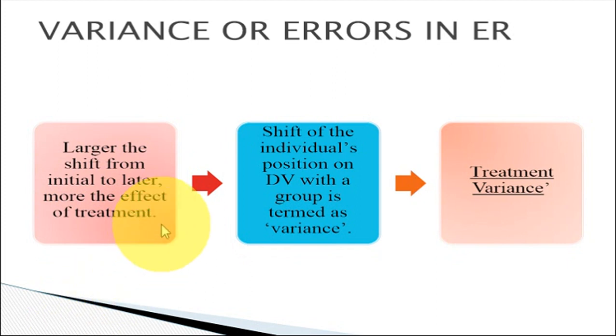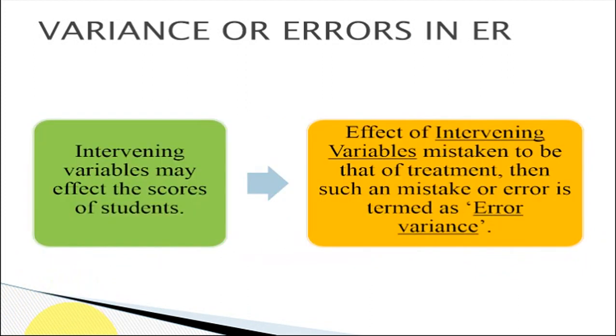And when we conduct the experiment, for example, from the pre-test to the post-test, if the shift from the pre-test to the later part, that's post-test, is because of the treatment, this difference in the score from pre-test to post-test is called a treatment variance. And that's very good when we conduct an experiment. However, as an experimenter, we have to be very careful of intervening variables.